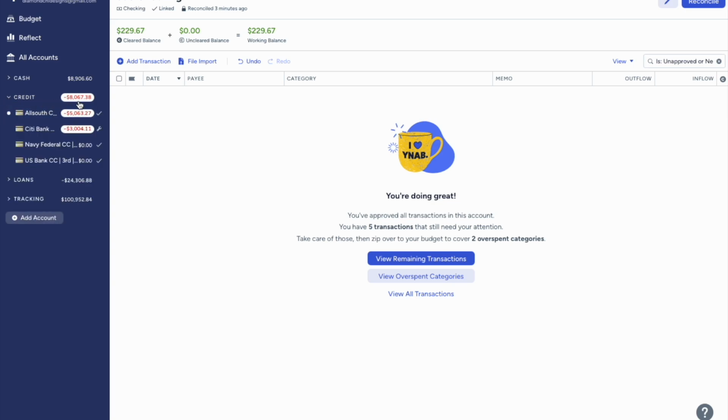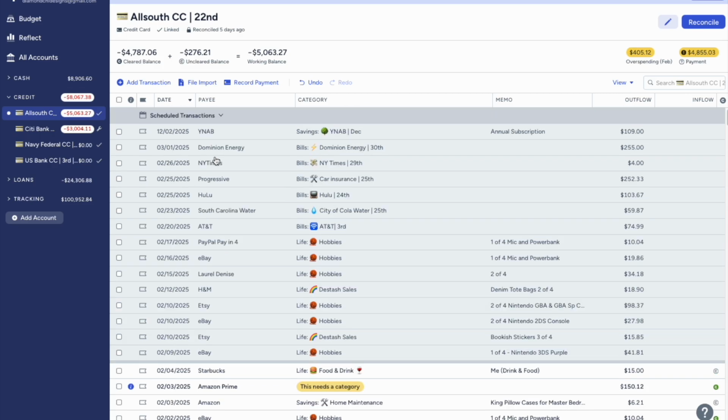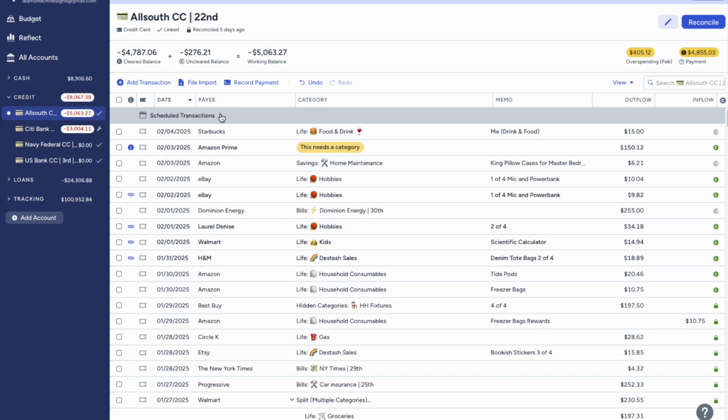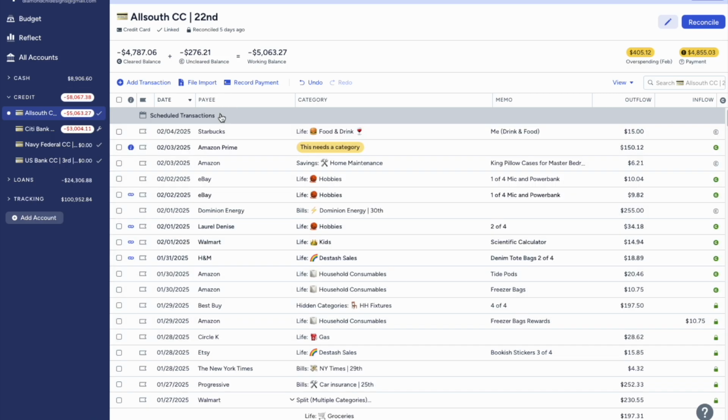So next I'm going to go into my credit accounts. So I've got 2 credit cards that are actively used. The Allsouth credit card is for my everyday spending. The Citibank credit card is debt that I'm working to pay down. Got a lot of scheduled transactions because the majority of my bills and things are paid for through my credit card, just because it earns me rewards. And it also makes it easier to track since the majority of transactions happen here and I don't really have to worry about much.